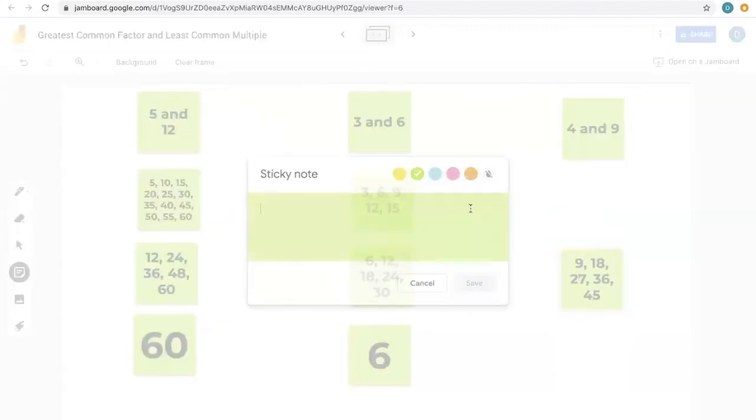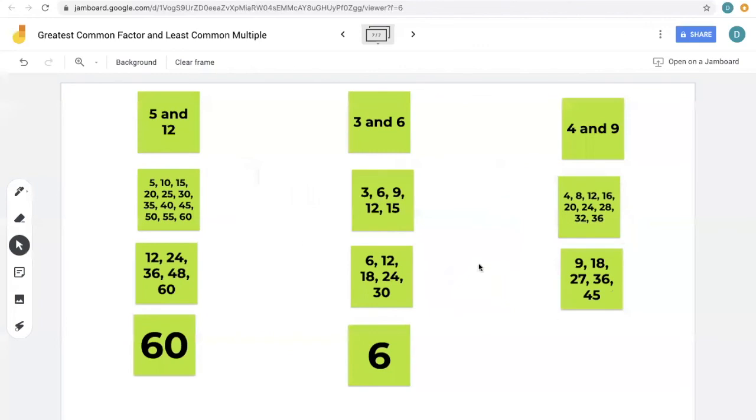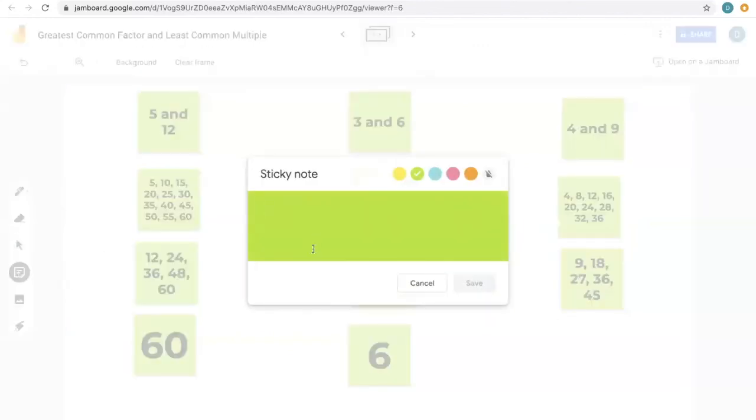So now we have to go into 4, which is the smaller one. And we'll add some more multiples here. So let's see, 4 times 6 is 24. And then we have 28, and then we have 32. And then we have 36. And hey, there's 36. So that's the one that we want to use. 36 is our least common multiple.